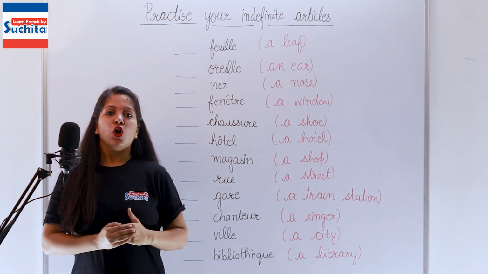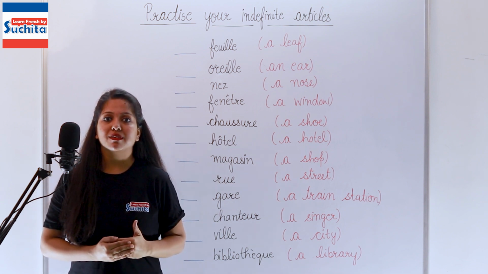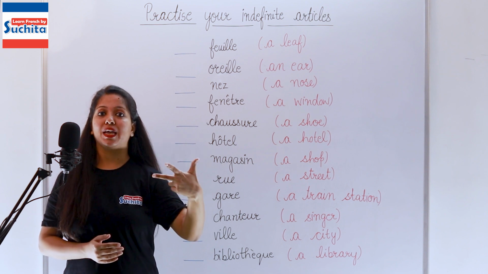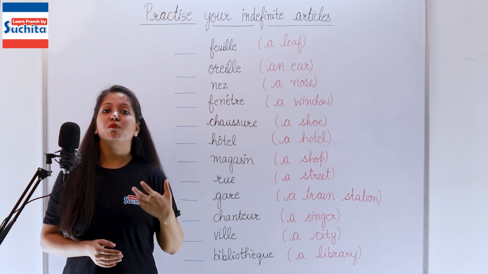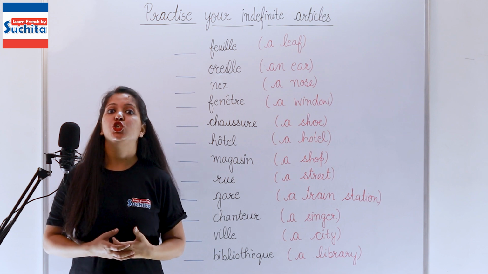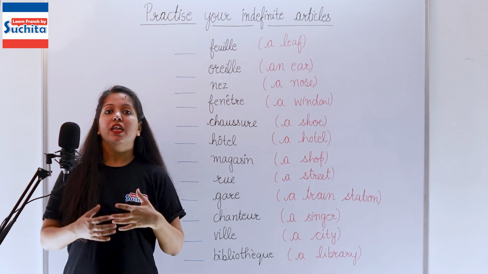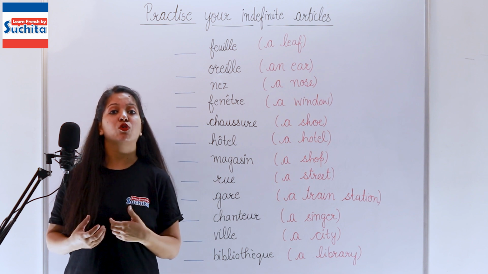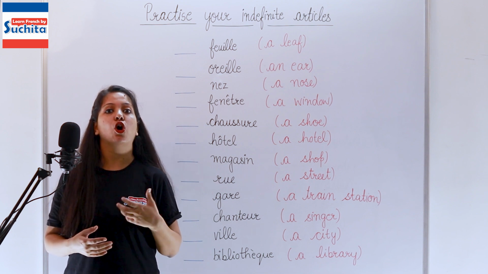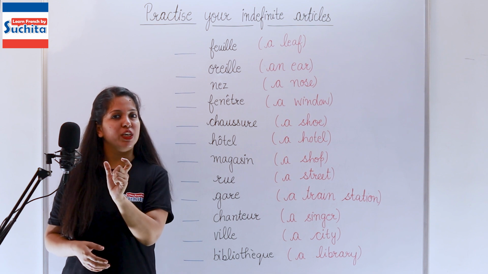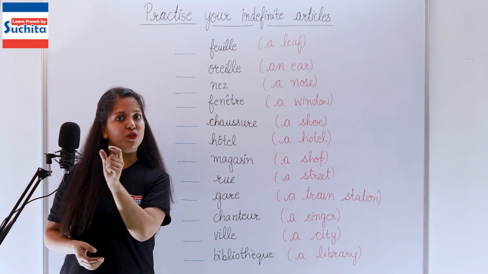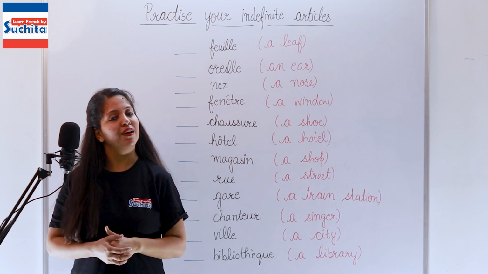Okay, now there are three indefinite articles in French. Un, une, des. So all the objects in French are gender based. Now the article that we have to use according to the object, that would be either masculine or feminine or plural. So we have to look at the object. Is it masculine? Is it singular? Is it plural? We have to look at that first, and then accordingly we have to put our article.